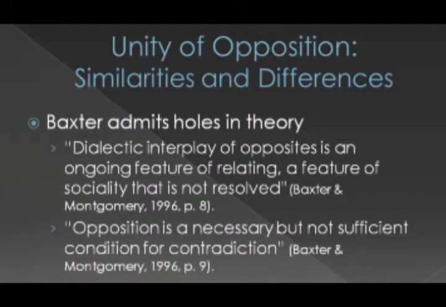Baxter also admits holes within her theory by saying that the dialectic interplay of opposites is an ongoing feature of relating, and it also has not yet been resolved, as well as saying that opposition is necessary, but not a sufficient condition for contradiction. Therefore, in short, she realized that her theory was simply that. It's still a theory. It has not been proven, and there's still holes that are left to be filled. There's still things that are left to be resolved within this theory, and she realizes that opposition and contradiction don't have to be dependent on one another. They're necessary, but they're not sufficient. They don't have to be present within each other's relationship.